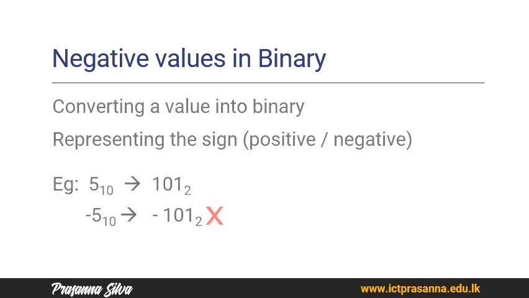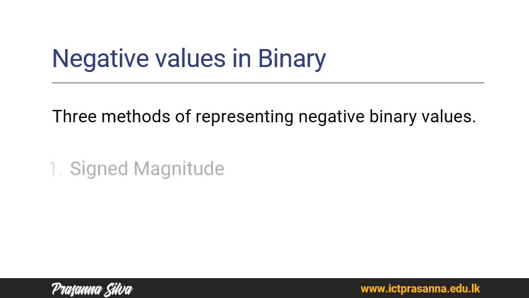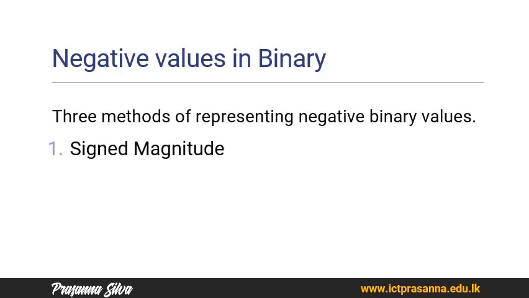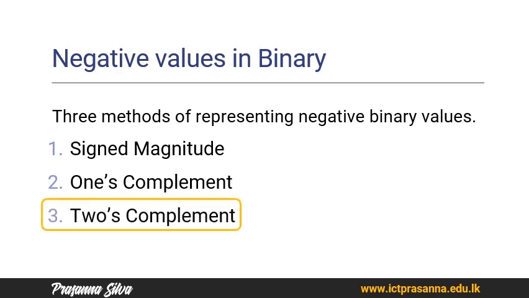So as a result, people came up with three different methods. Number one is called the sign magnitude representation. Secondly, we have the one's complement representation. And today we'll be discussing the two's complement representation.